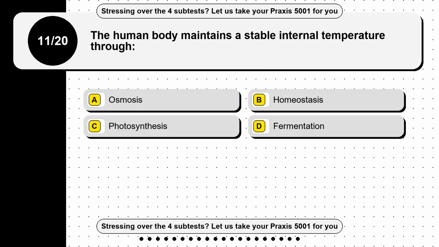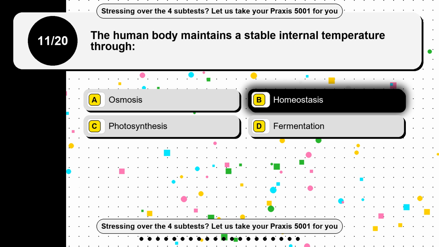Question 11. The human body maintains a stable internal temperature through. Option A, osmosis. Option B, homeostasis. Option C, photosynthesis. Option D, fermentation. The correct answer is option B, homeostasis.